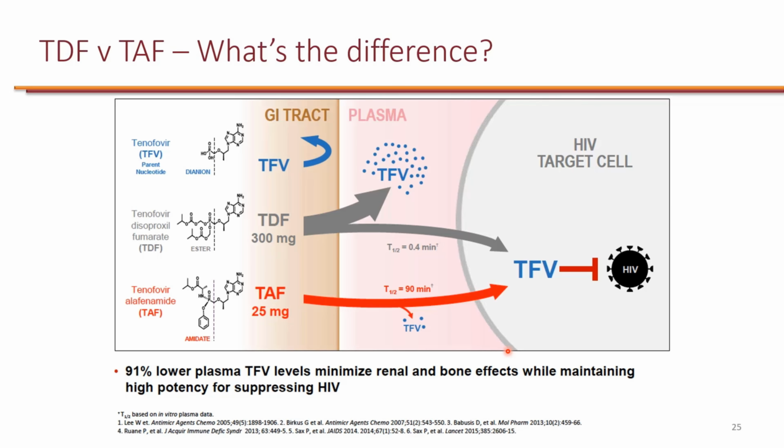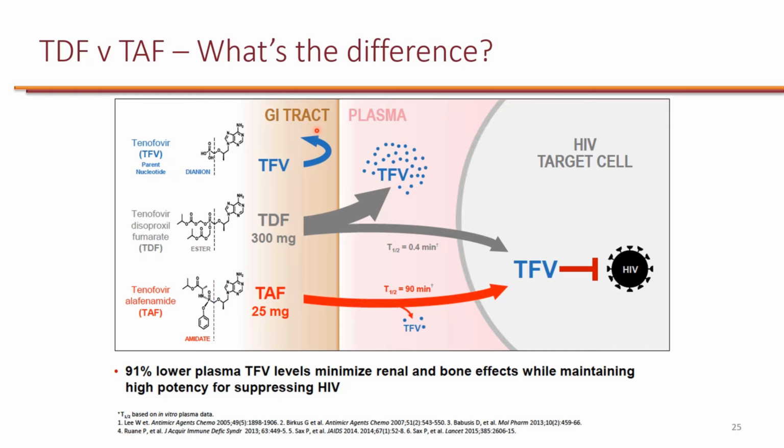Now let's take a look at the difference between TDF and TAF. So tenofovir itself is the actual drug. Tenofovir is the actual drug that's an analog of a nucleotide, and that's what needs to go inside the target cell to block HIV replication. The problem is, when you orally take tenofovir, it's actually not absorbed.